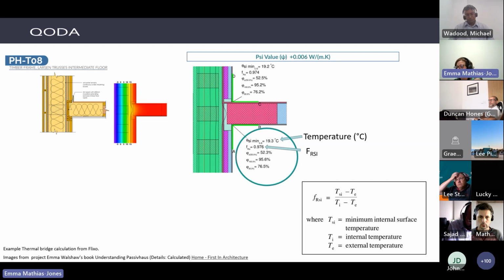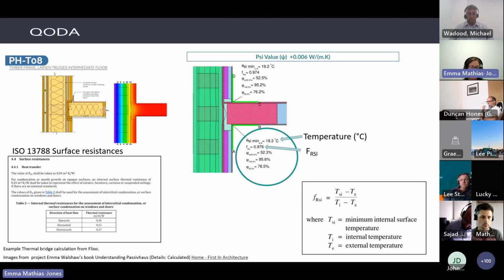Because there's extra heat loss at those junctions, it results in cold spots, and those cold spots could result in condensation, then potentially mold, which we want to avoid. This fRsi factor is the internal surface temperature minus the external temperature, divided by the difference between the inside and the outside temperatures. What we want to aim for in dwellings is above 0.75 for that fRsi. So what we've got here is great. It's near towards 1, so there's a low risk of surface temperature condensation, which is great.